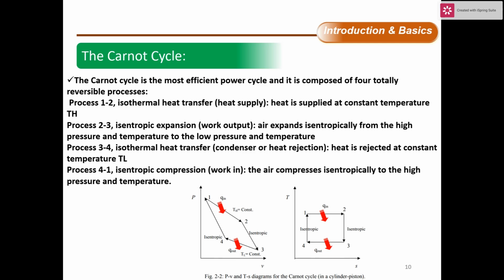Now process 2 to 3: isentropic expansion. Air is expanded isentropically from high pressure and temperature to low pressure and temperature. Process 3 to 4: isothermal heat transfer. Heat is rejected at constant temperature. Process 4 to 1: isentropic compression. The air is compressed isentropically to high pressure and temperature.